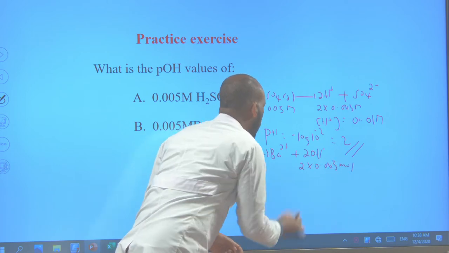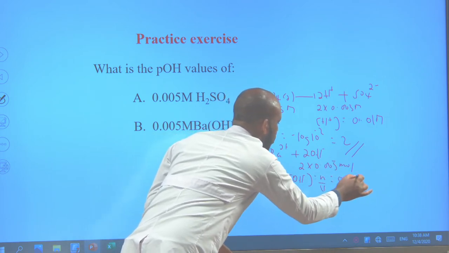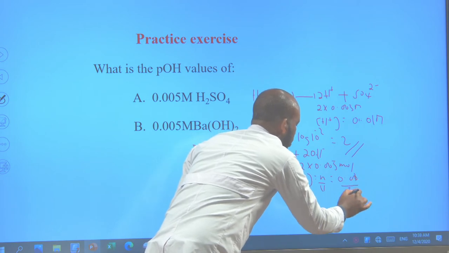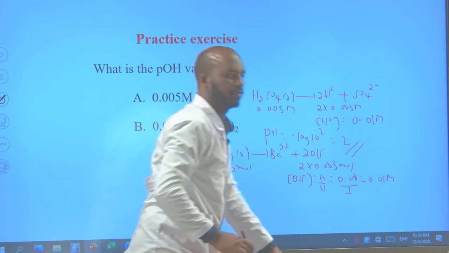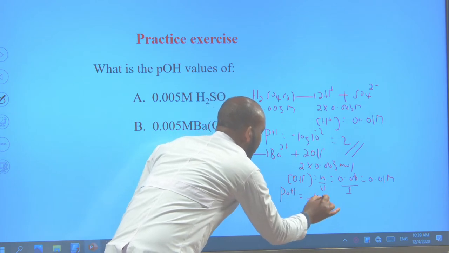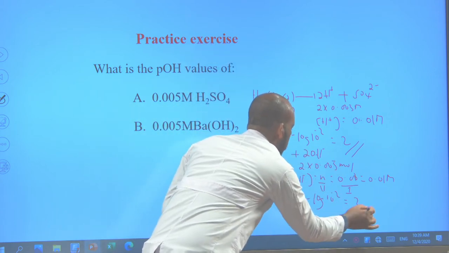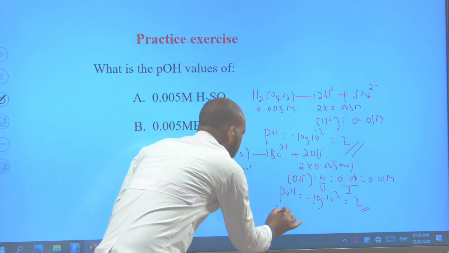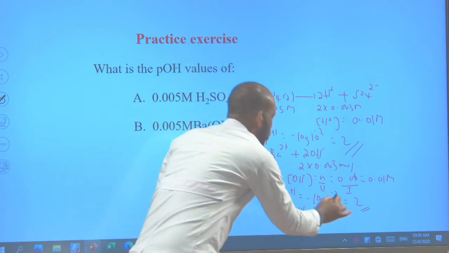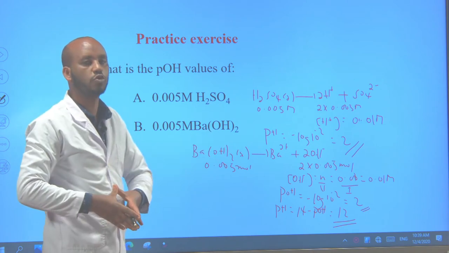0.005 mole. Now concentration of OH- equals number of mole divided by V. Number of mole is 0.01 mole divided by volume 1 liter, which is 0.01 molar. Now, pOH of this solution is the negative logarithm of hydroxide ion concentration, which is 10 raised to minus 2, equal 2. pH of this solution is 14 minus pOH equals 14 minus 2, which is 12. 12 is pH of 0.005 molar barium hydroxide solution.